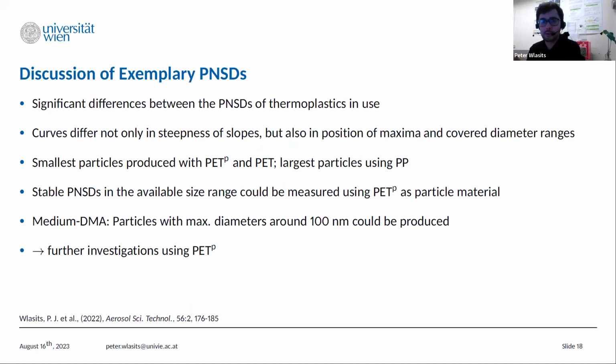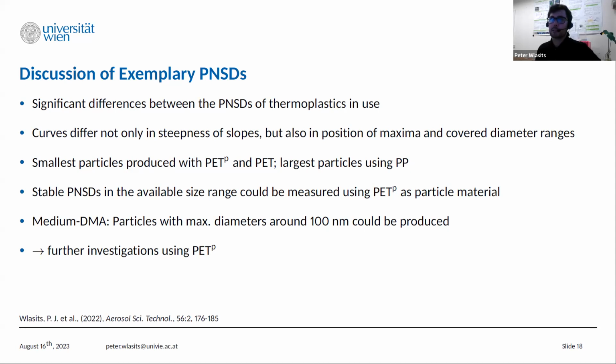And with that, I want to summarize that first part of the talk, because I'm assuming that was a lot of information already. So we found significant differences between the particle number size distributions of all the thermoplastics in use. These curves differ not only in the steepness of the slopes, but also in the positions of the maxima and the covered diameter ranges. So some were narrower, some were broader. The smallest particles we could produce with higher purity PET and commodity PET. The largest particles were produced with the polypropylene that I showed at the end.